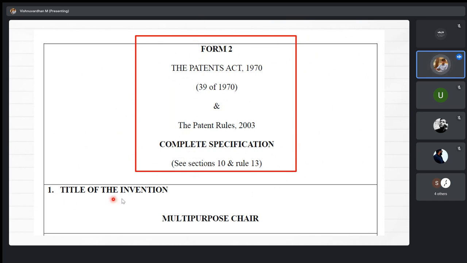And then the title of the invention: multi-purpose chair. So they have not made the invention's title too narrow, and it's again not too broad also. You understand that it's relating to a chair and the different facilities that the chair is going to offer. Cool. So write it like this only. Form 2, number 1, title of the invention, multi-purpose chair. You will have to copy this exact text in the answer.